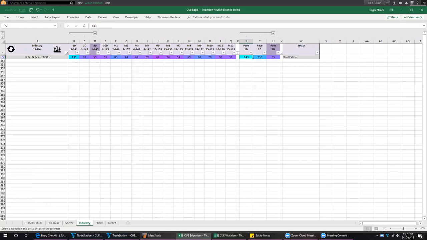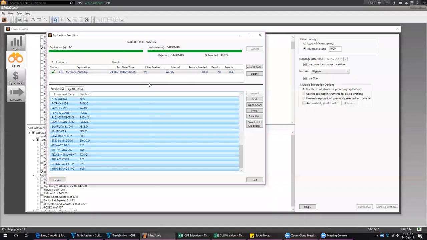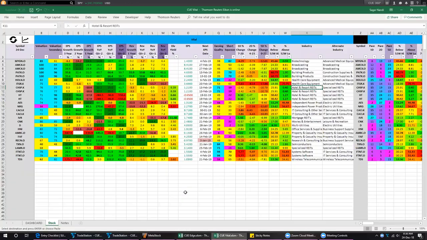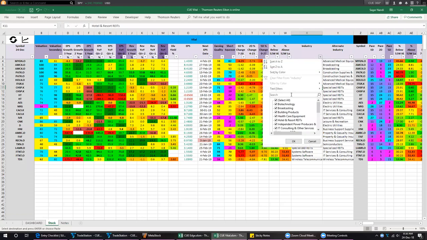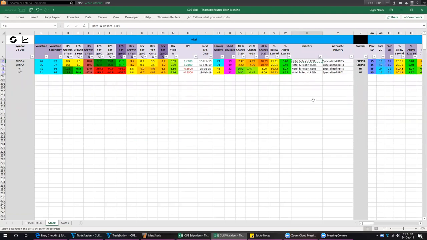We started with technical scan in Q Global. We could do it in Q Elite also on TradeStation. Then we went to Q Vital, looked for stocks that are fundamentally strong in some way. And now we found that this industry, hotel and resort REITs, is stronger than in the recent past. So in Q Vital I have now filtered for only hotel and resort REIT stocks. I can see all of these stocks have great valuation. Some of them have nice earnings growth in the latest quarter. They pay good dividend also.